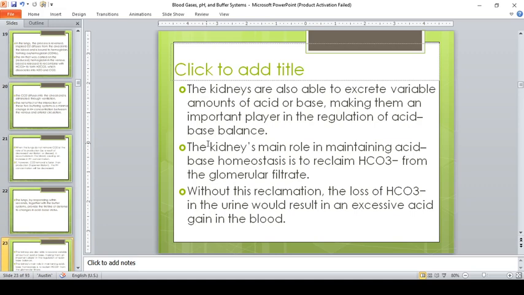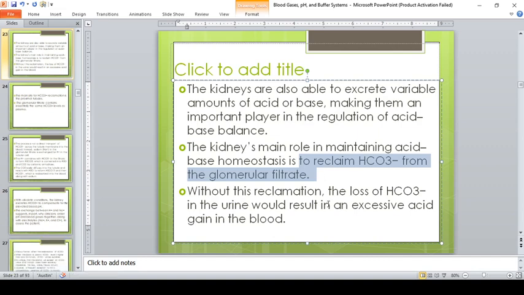Okay, the kidneys are also able to excrete variable amounts of acids or base, making them an important player in the regulation of acid-base balance. The kidney's main role in maintaining acid-base homeostasis is to reclaim bicarbonate from the glomerular filtrate. So, yung main mode niya is actually retention. Retention ng bicarbonate. Okay? Yun yung pinaka-main na way or process ni kidney to maintain the acid-base balance.